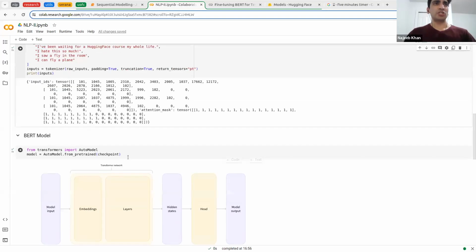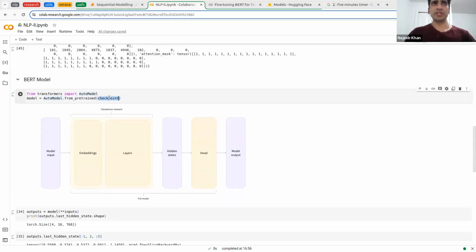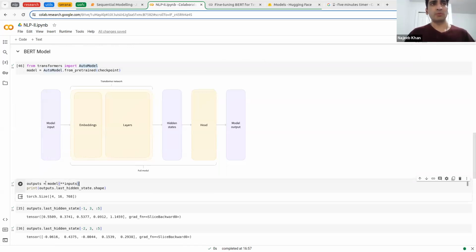Okay, so that's tokenization. And then let's load the model from the checkpoint. If we load the model, here is what's inside the model. We have the input embeddings, and then there are these transformer layers, and this produces a hidden state, and then there is a head. But here we are just loading the auto model, which doesn't contain this head. So it's just the hidden states. If we run our inputs through the model, we see there are four inputs. Four is the input length, 16 is the maximum number of tokens in the input, and for each token, there is a 768 dimensional vector. So these are our embeddings.